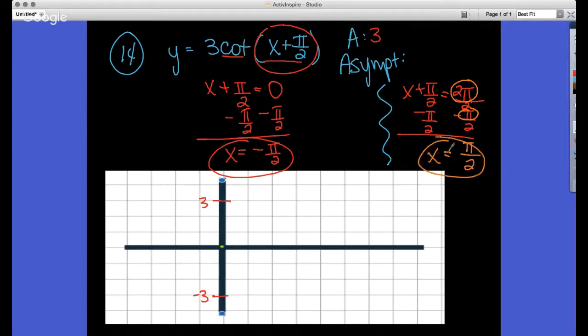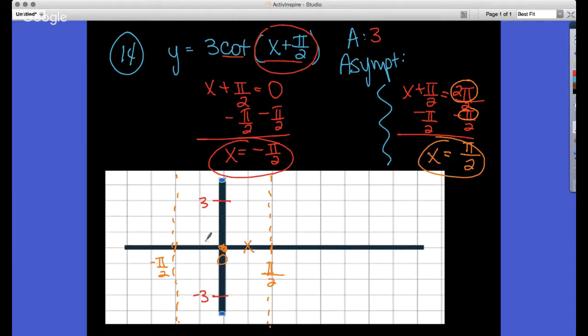So my two asymptotes are at negative pi over 2. I'm going to do it over here just because I know some of you prefer it like this. Negative pi over 2 and pi over 2. Now that should be pretty easy to find the middle, shouldn't it? Because if you go right 1/2 and left 1/2, the answer for the middle would be 0.